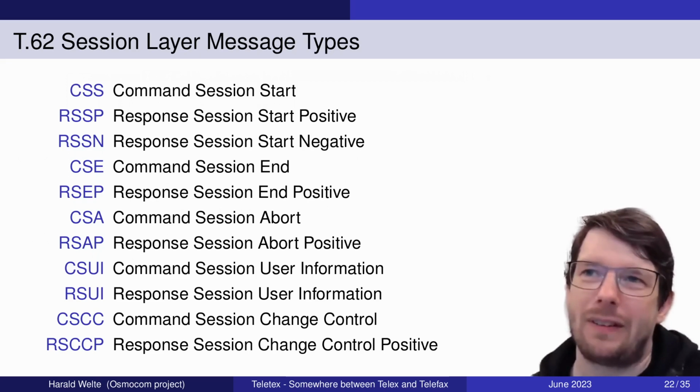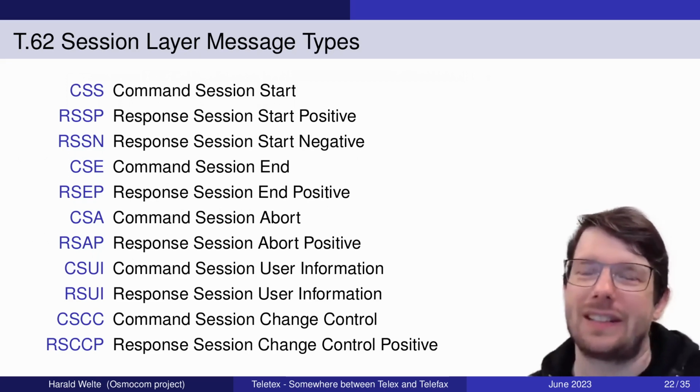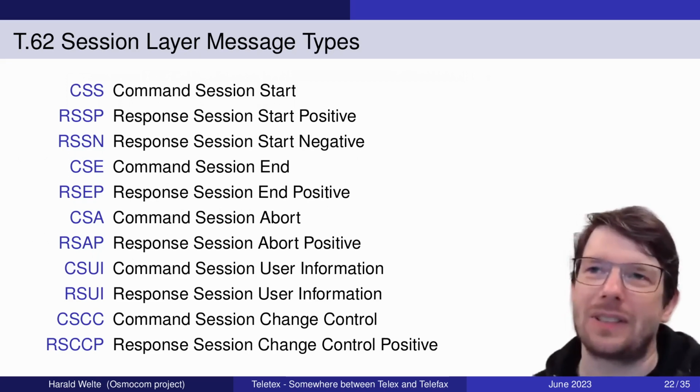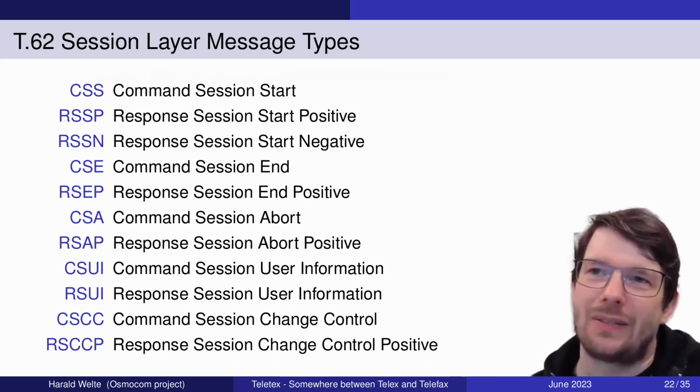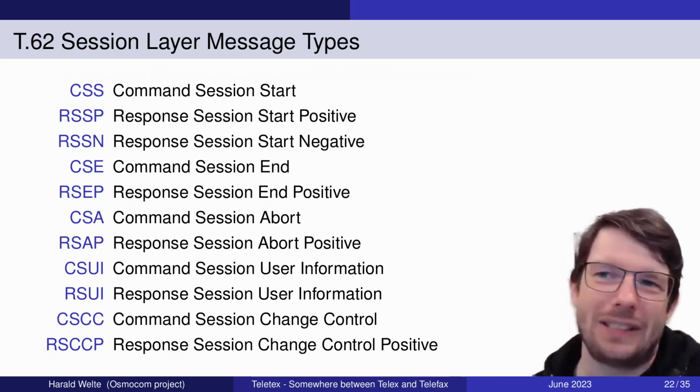We have lots more messages, so the session layer and the document layer are much more complex than the transport layer. These are just the commands on the session layer. I'm not going to read through these, just to give you an idea. Also, the naming is very weird.